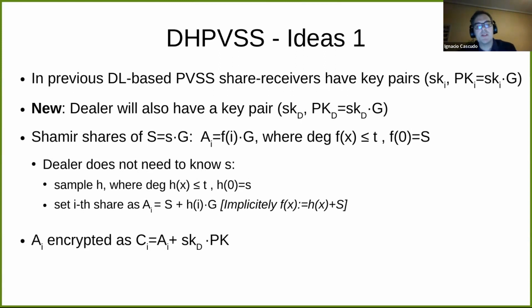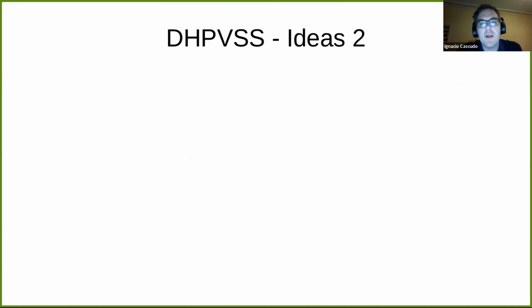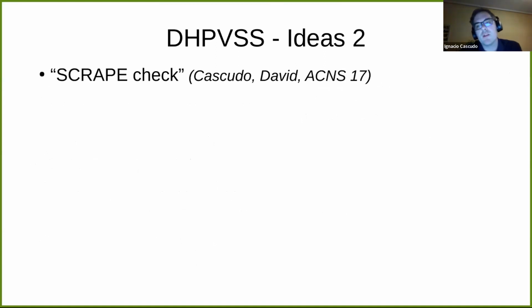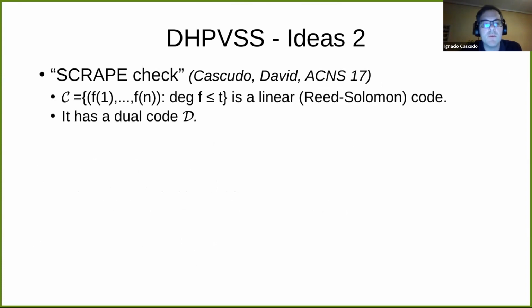And then in order to encrypt this share, you add the element pk sub i. So essentially, you are one-time padding your share with the Diffie-Hellman key that you would get between the dealer and the ith receiver. So this should be pk_i here. This is one idea, to give the dealer a key pair, and the other idea is to use this SCRAPE check that we had in a paper 5 years ago.